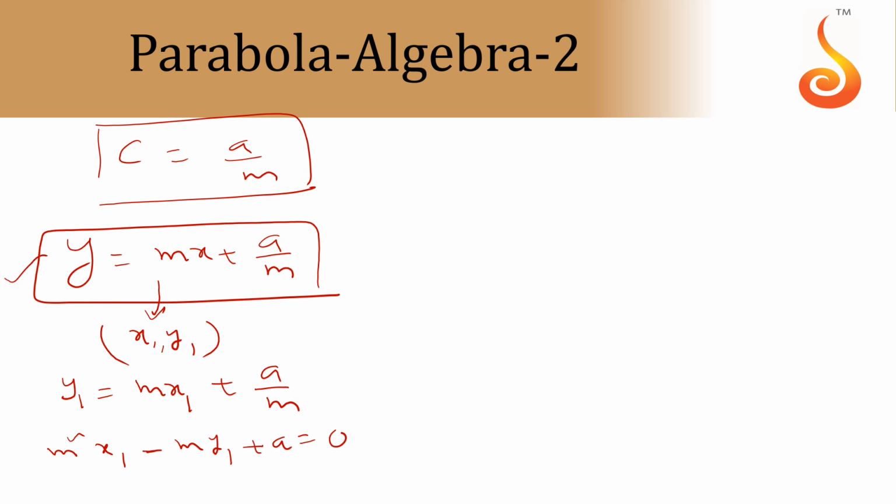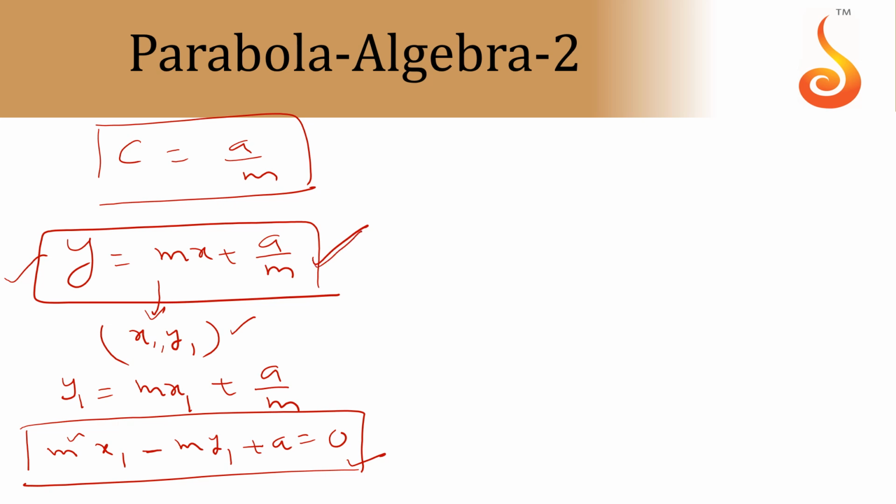So y1 equal to mx1 plus a by m. Take LCM, m square x1 minus m y1 plus a equal to 0. So when I substituted a point x1, y1, I got this. This is becoming a quadratic in m. See, in this step, m has infinite values. When it passes through x1, y1, you got a quadratic in m. So quadratic in m tells you that in these infinitely many tangents, the maximum number of tangents which can pass through a point x1, y1 is 2.